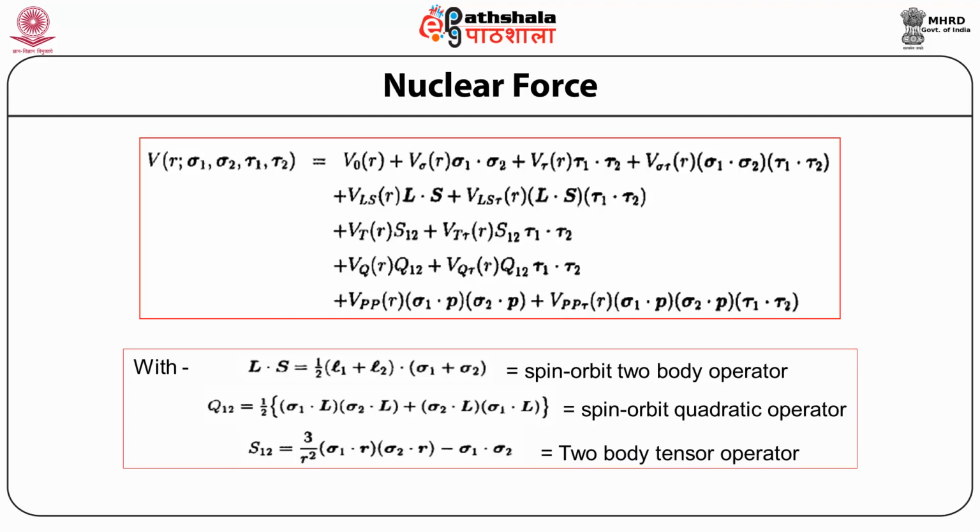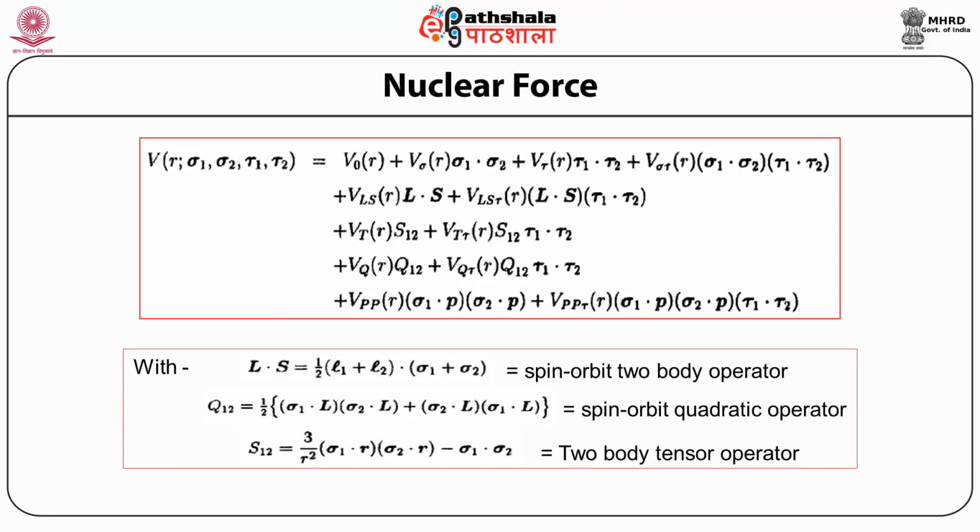Now the first thing that we can understand from this expression is that nuclear force is composed of various terms. These terms have radial dependence, that is, they have a radial component that you can see in the terms like V_LS(r), V0(r), V_T(r), V_σ(r) and so on.